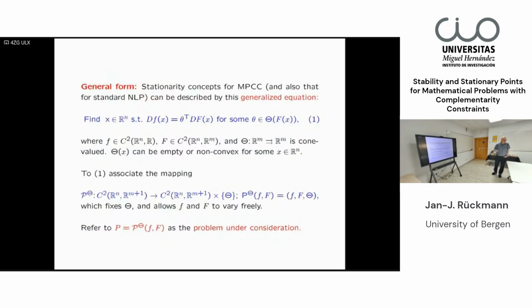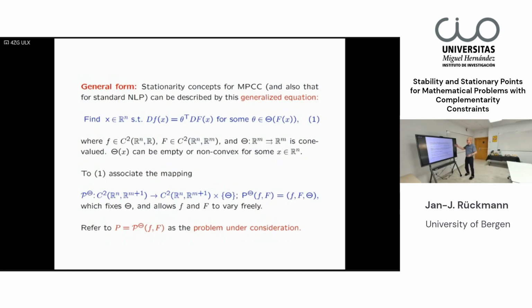What we did in this paper, I showed the paper in the first slide. It was sign optimization. We can describe the stationarity concept by using a generalized equation. It is in blue here.